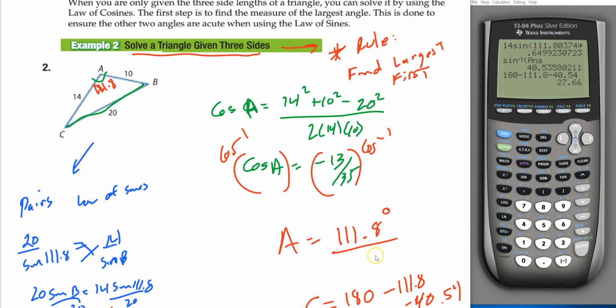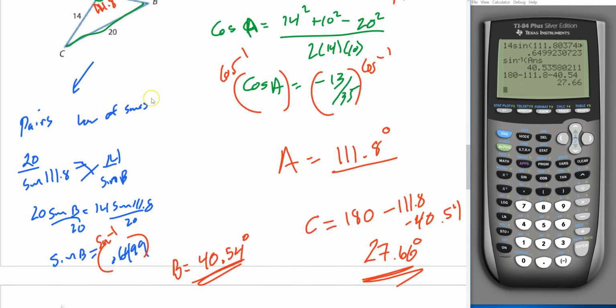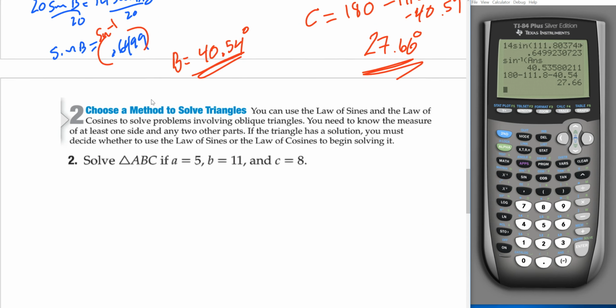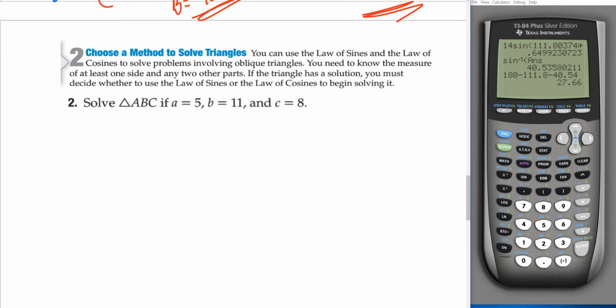And again, same idea. Once you find your angle, now you have a pair. We can do law of sines. So last step, let's talk about which one are we gonna use: law of sines or law of cosines.